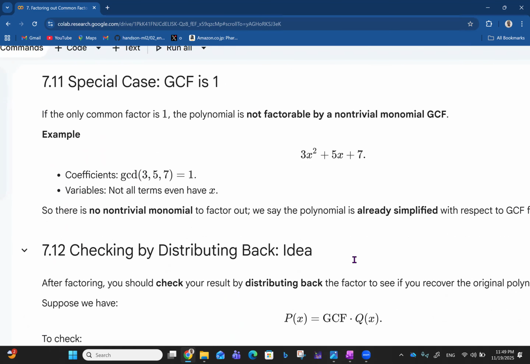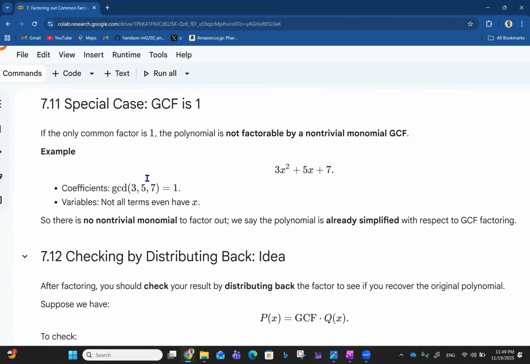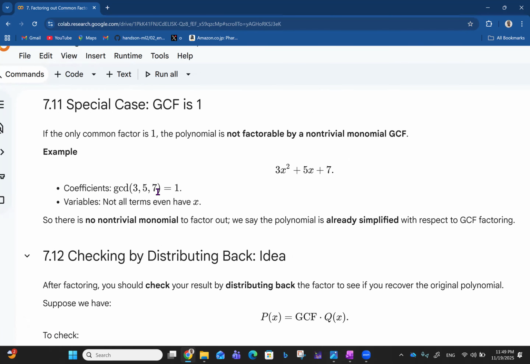So special case, what about when the greatest common factor is simply 1? What happens? If the only common factor is 1, the polynomial is not factorable by a non-trivial monomial GCF. Example, you have 3x squared plus 5x plus 7. The coefficients are 3, 5, and 7. The greatest common factor of 3, 5, and 7 is simply 1. The variables, not all terms even have x, so there's nothing common at all. So there's no non-trivial monomial to factor out. We say the polynomial is already simplified. This is the simplest form of this polynomial with respect to greatest common factor factoring.